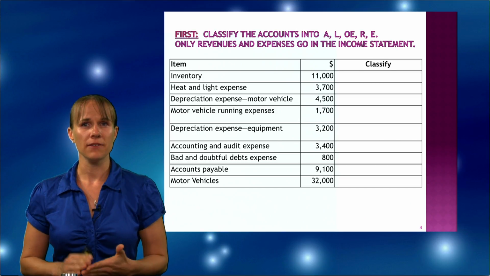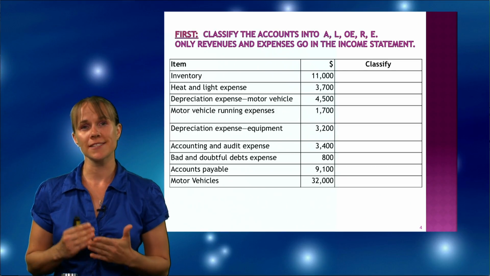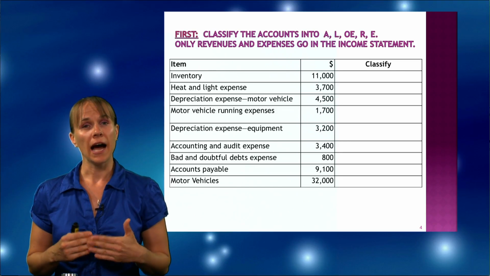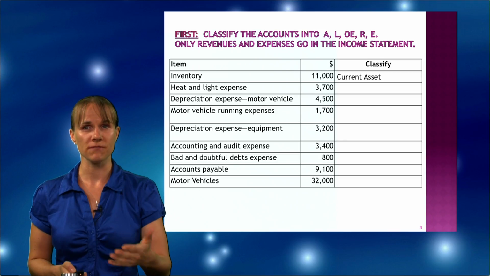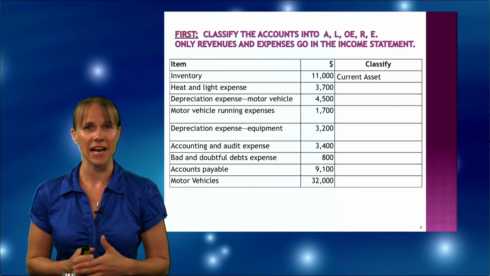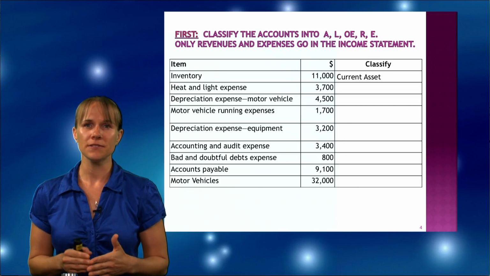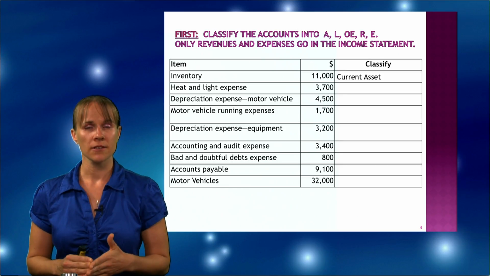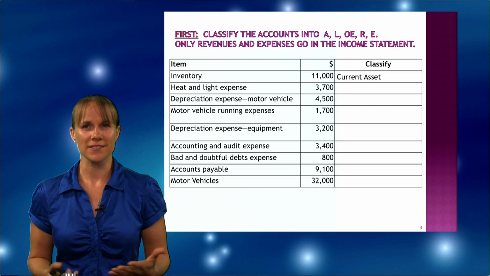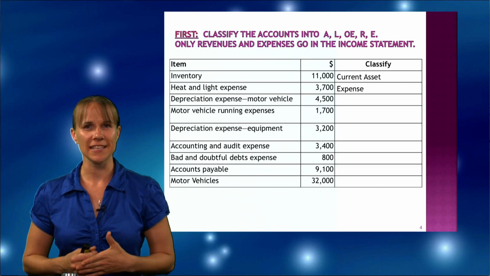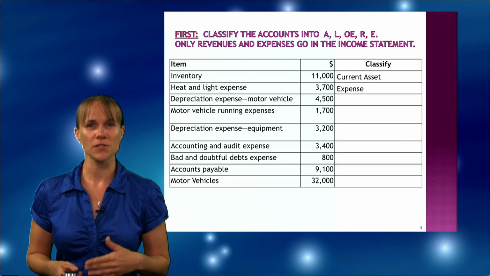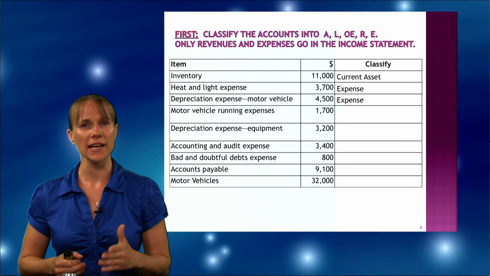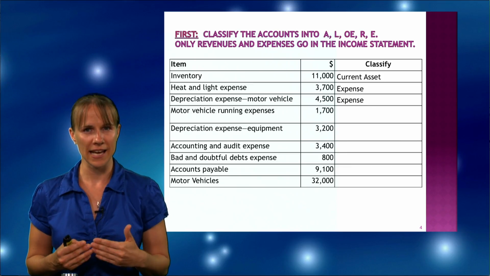Second list, we have inventory. So inventory itself is a shorter term asset. It's an item of value to us that we hold to resell in the shorter term. So we classify it as a current asset. We then have heat and light expense. So again, the word expense, it's in there. So expense account. Depreciation expense for the motor vehicle. So again, it's giving itself away, classify as an expense account.